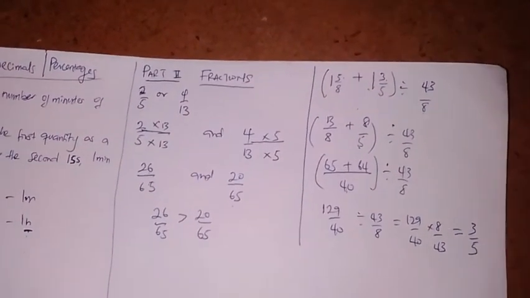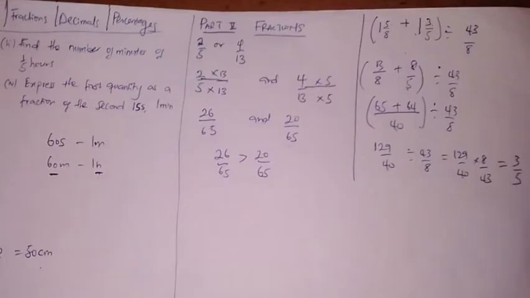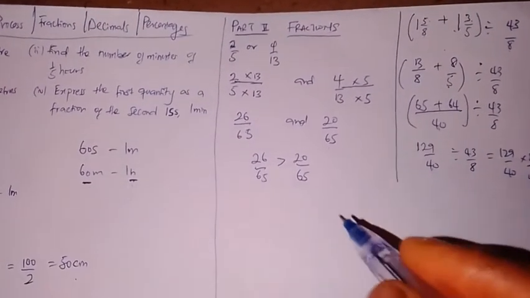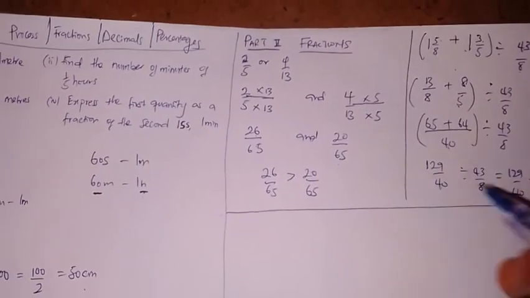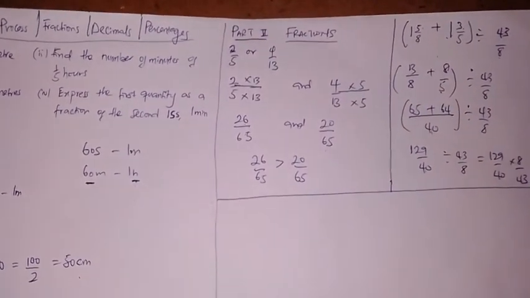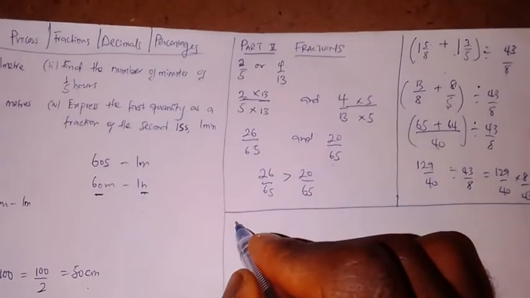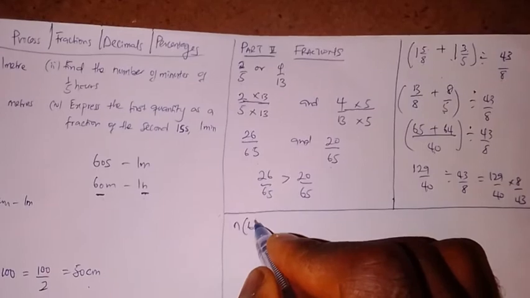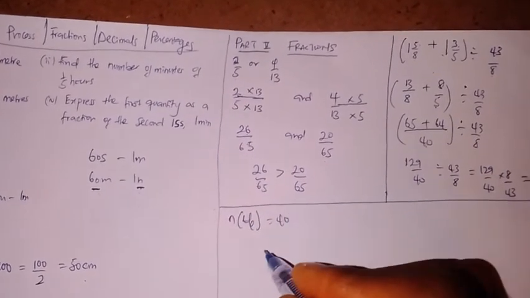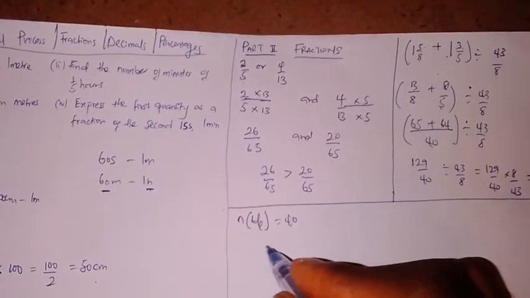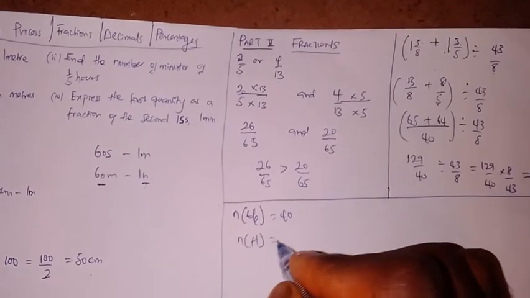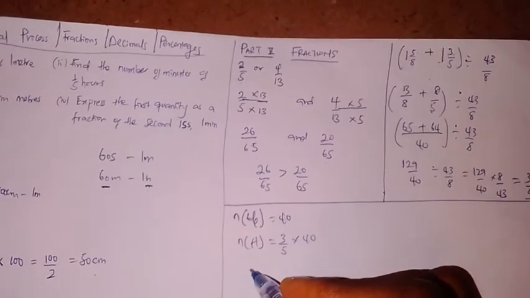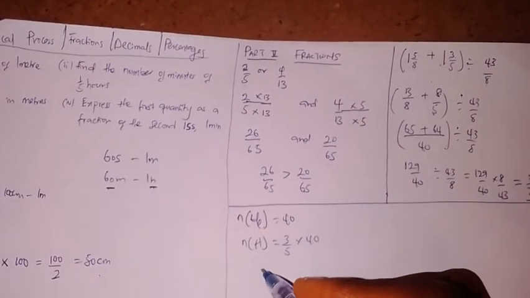Now, last question. We have 3 over 5 of a class of 40 students. This is like a Venn diagram. 3 over 5 of a class of 40 students. The number of students, that's the universal set, is 40. 3 over 5 of them study history. The number of history students is 3 over 5 times 40. And then we have 3 over 4 studying geography.